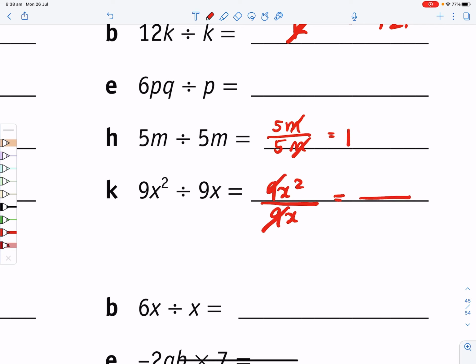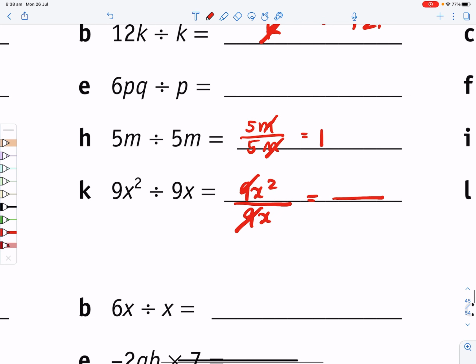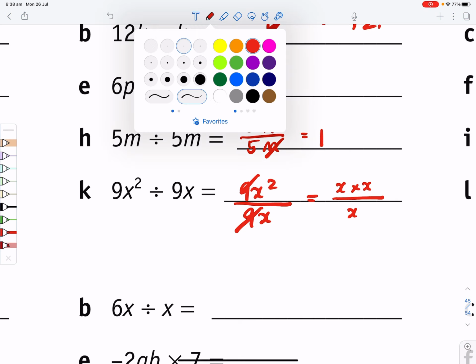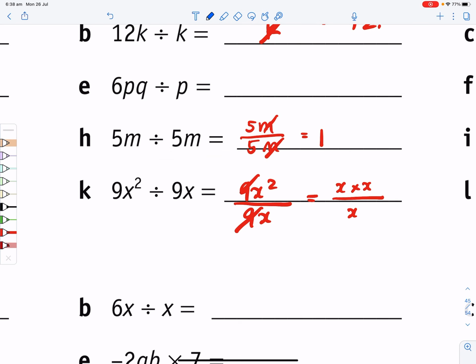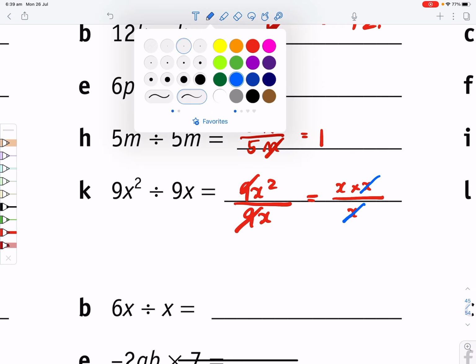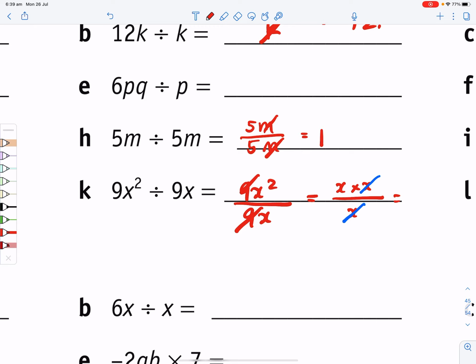Now, x squared up the top and x down the bottom. Let me show you the long way and then I'll show you the shortcut. X squared up the top and x down the bottom. Let's say you rewrote the x squared up the top as x times x, and you left the bottom as it is. Now watch this. If you cancel one of these with one of these, what are you left with? You're left with x up the top.